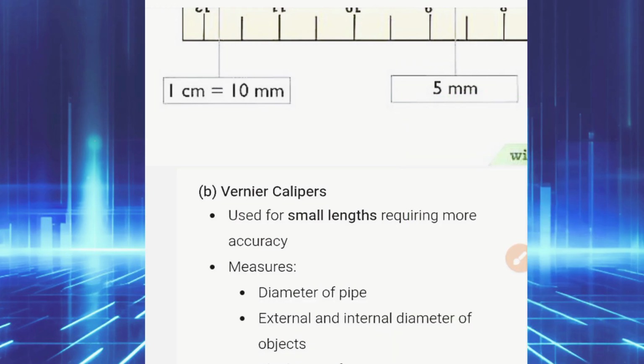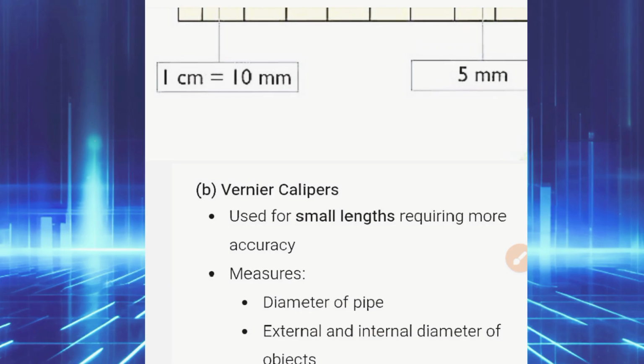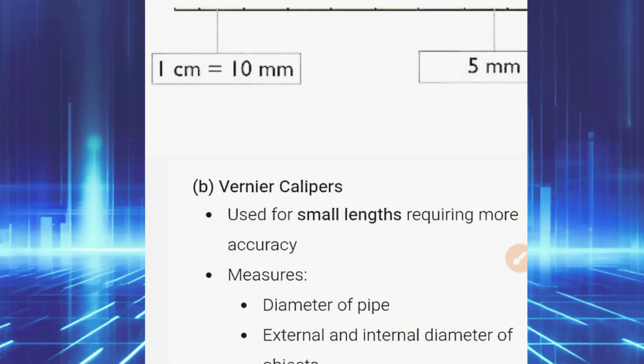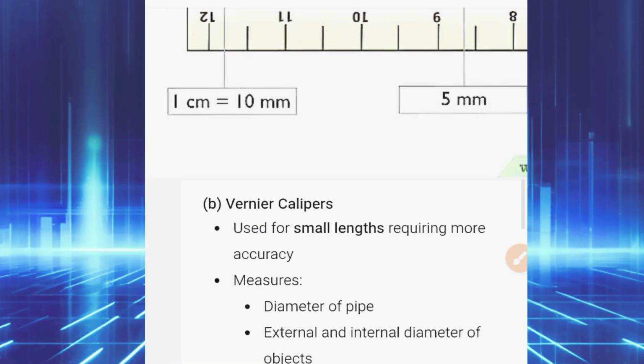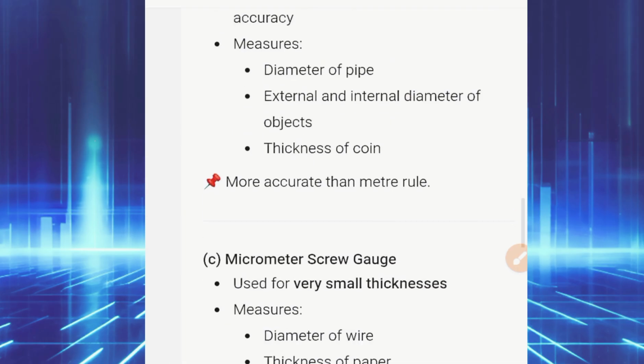That's another measurement tool for measurement. So when you talk about vernier calipers, it is used for length as well, but small length requiring more accuracy. So when you want to measure something, there is this instrument or tool called vernier calipers.